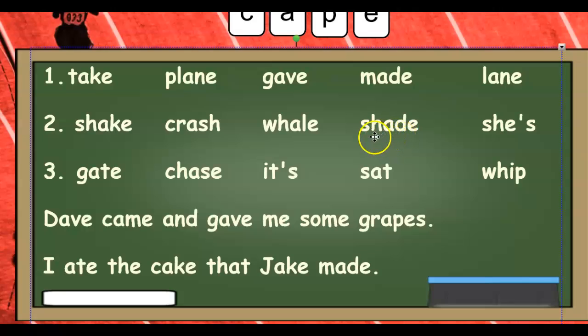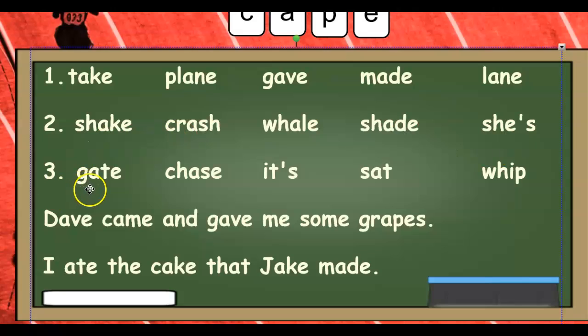Try this next one. Sh-aid. Sh-aid. What is the word? Shade. And last one. This word is a contraction. See if you can say it. Sh-ease. Sh-ease. The word is she's. Do you know what the word she's is a contraction for? She is.